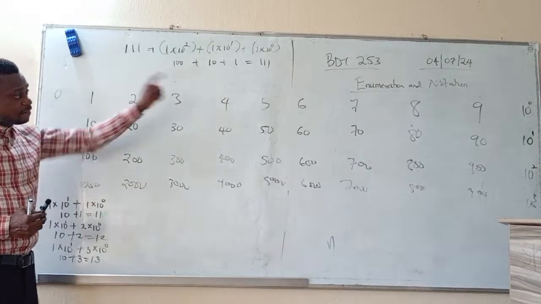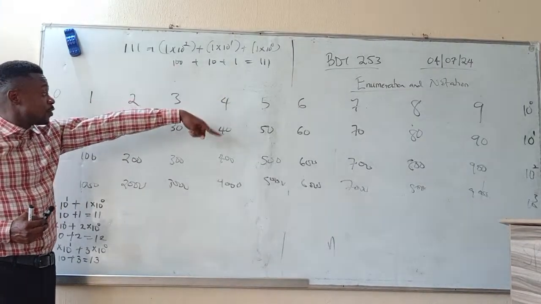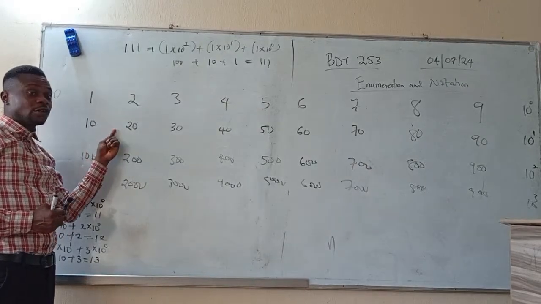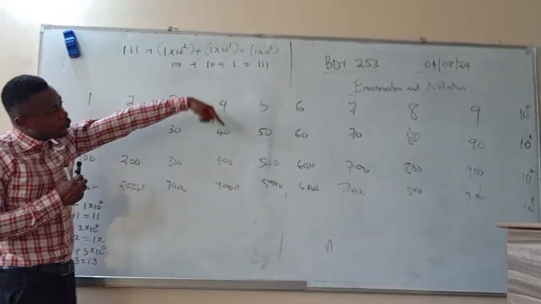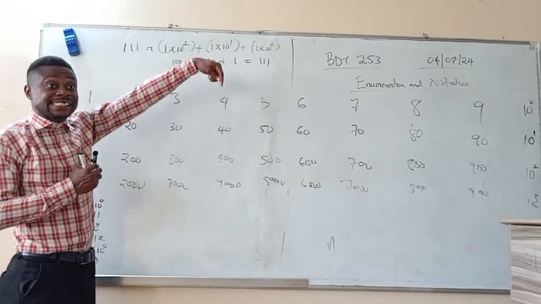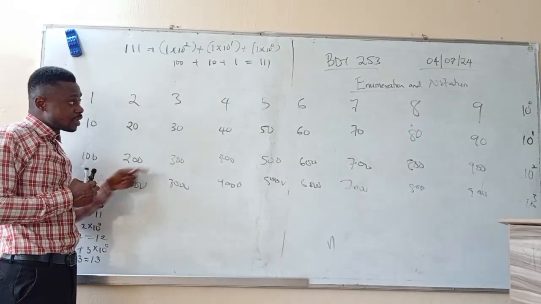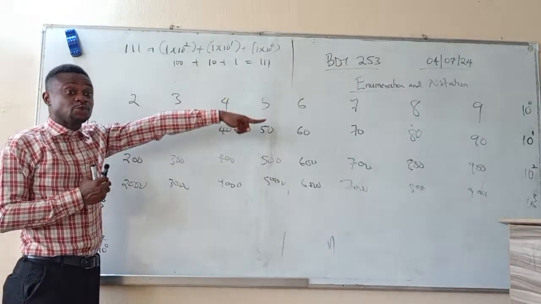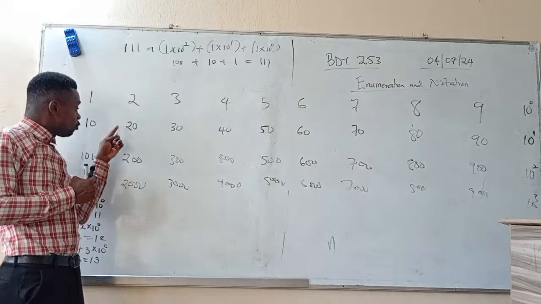14. 5 times 10 to the power 0 is what? 5. You add it to 10, it will give you what? 15. 6 times 10 to the power 0 will give you what? 6. Add it to 10, it will give you what? 16. 7 times 10 to the power 0 is what? 7, right? Plus 10, it will give you what?